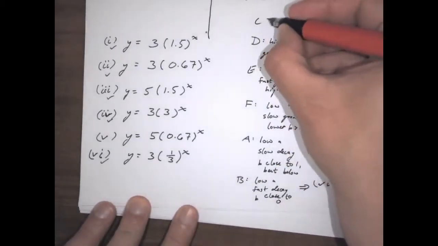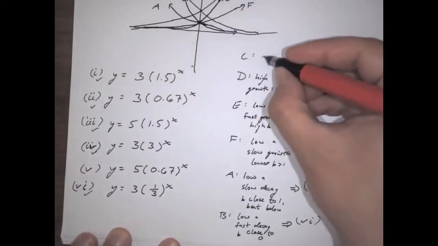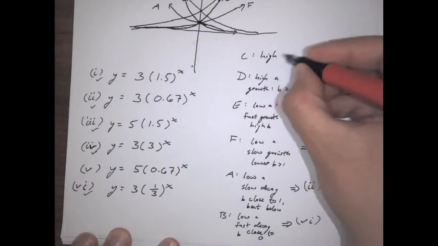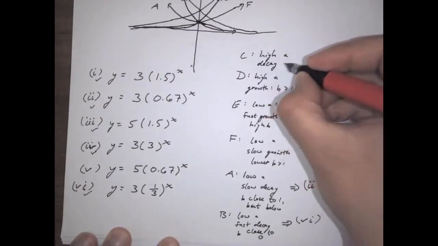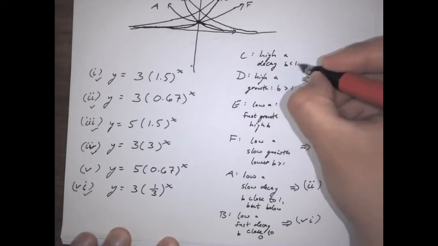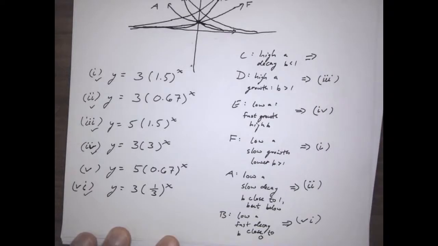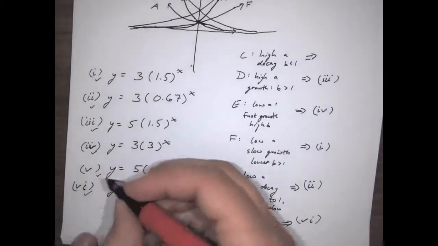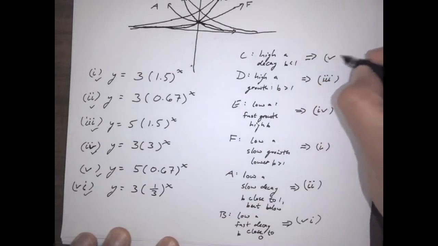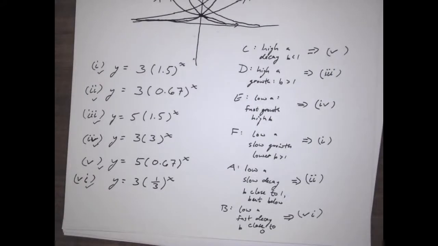I'll put it up here. So C has the high A and the decay. So it would be less than 1. It's the only decaying one from the upper ones. So that means that in the case of C, we're going to be talking about 5. So that's how you can match them.